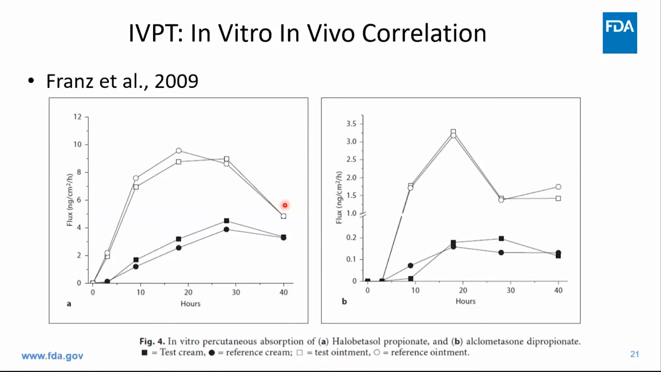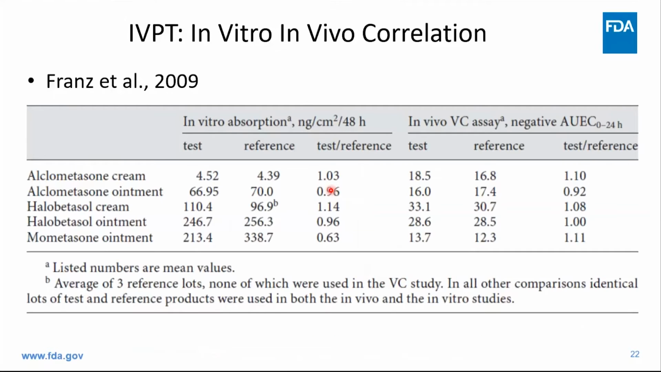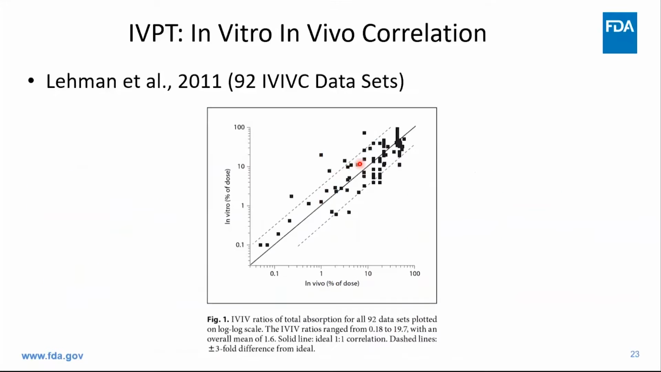When you look at these same products then evaluated in vivo, these were corticosteroids, so they were evaluated in vivo using a vasoconstrictor assay. And with one exception, these were not only the same product, they were even the same lot of the test and reference products. They were evaluated using a vasoconstrictor in vivo clinical assay per the FDA guidance and found to be bioequivalent. The test to reference ratios are very close to 1 in both instances.